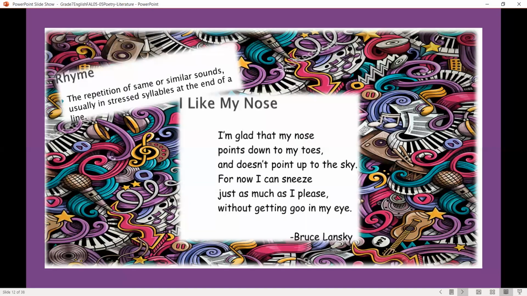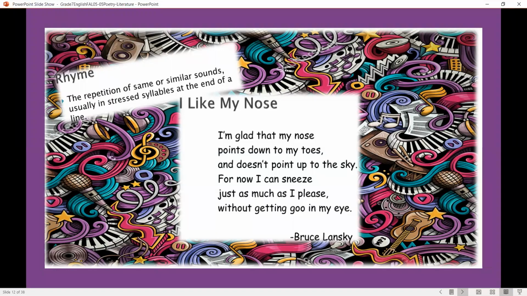Let's see if you can find the rhyming words. I like my nose. I'm glad that my nose points down to my toes and doesn't point up to the sky. For now I can sneeze just as much as I please without getting goo in my eye. This is by Bruce Lansky.